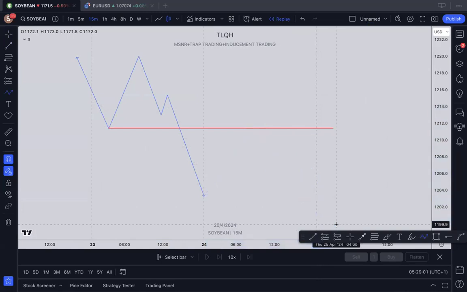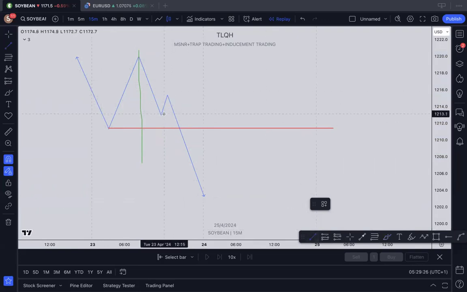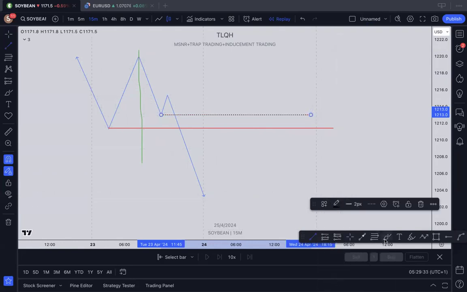Now, if you want to take a risk entry, what we can do is we can then look for a 15-minute MSNR above this H4 level. So say for example, after this line here, this is 15-minute now. So in this case, we would be looking at this level here.